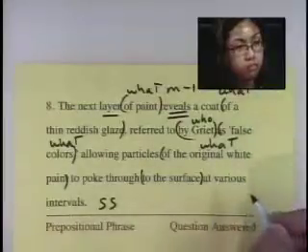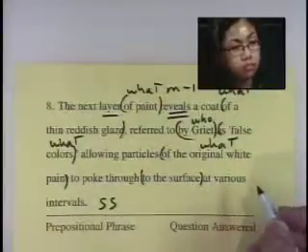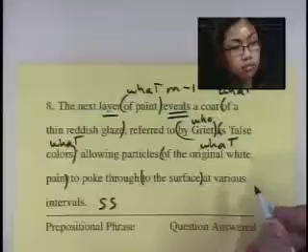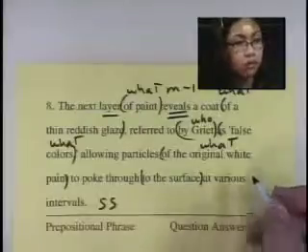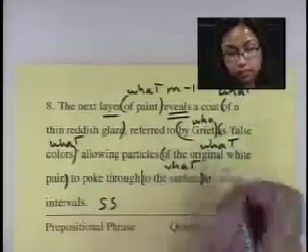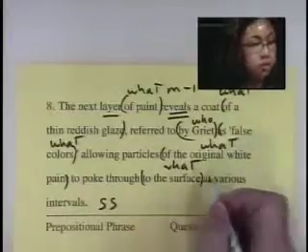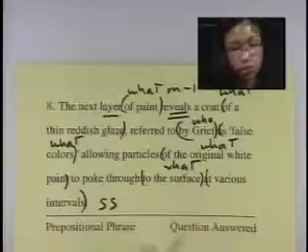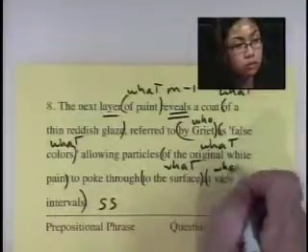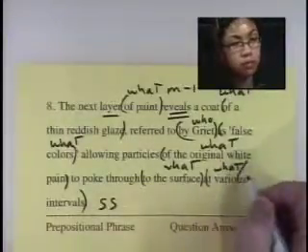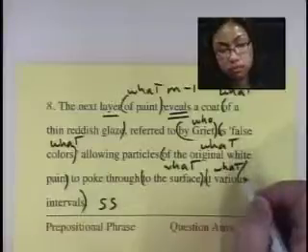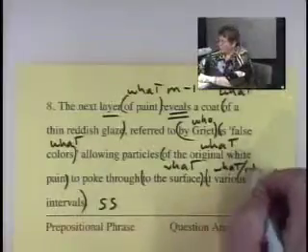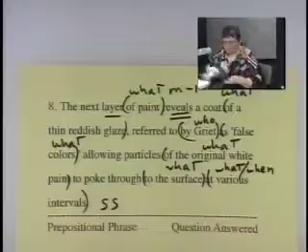No, to poke through to the surface. It's not where. What? What? I think it's a clear what on that. And then, at various intervals. And at various intervals is going to answer What? Or, what's good? When? Or, anybody? When. What'd you say, Janice? When? When? Now stop right there for just a second.